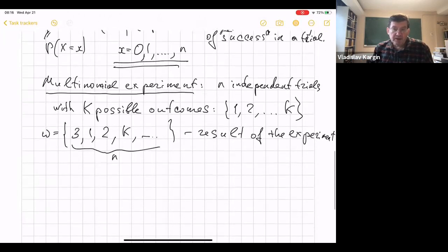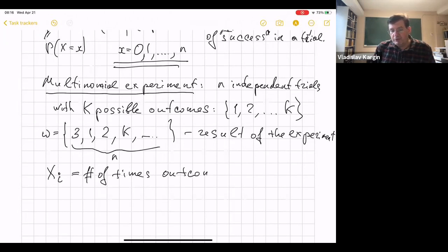The random variable which we define in this case is not failure or success. We define k possible outcomes, and we count how many times each of them occurred in the experiment. So X_i is the number of times outcome i occurred in the experiment.